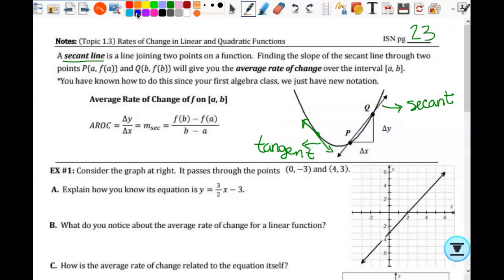So it says a secant line joining 2 points of a function. We're finding the slope of the secant line. We know that, and look at this notation again like we were doing yesterday, and that's the average rate of change over this interval. Average rate of change on the interval. We've called it AROC. We know that it's delta y over delta x. M means slope. The little subscript there means it's the slope of the secant line. And again, same notation we were using yesterday. Okay, we good?